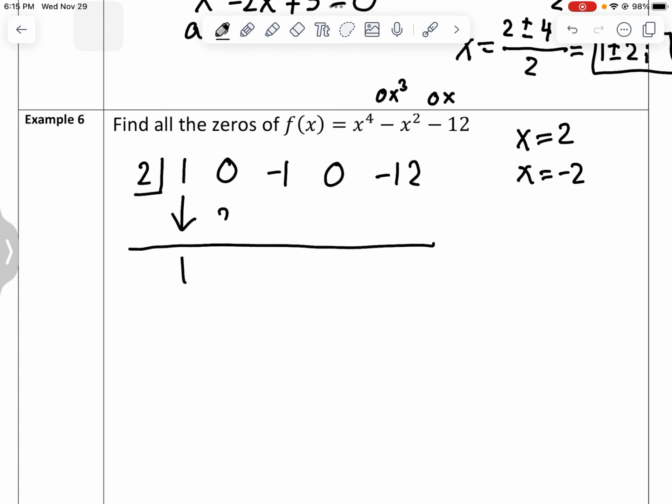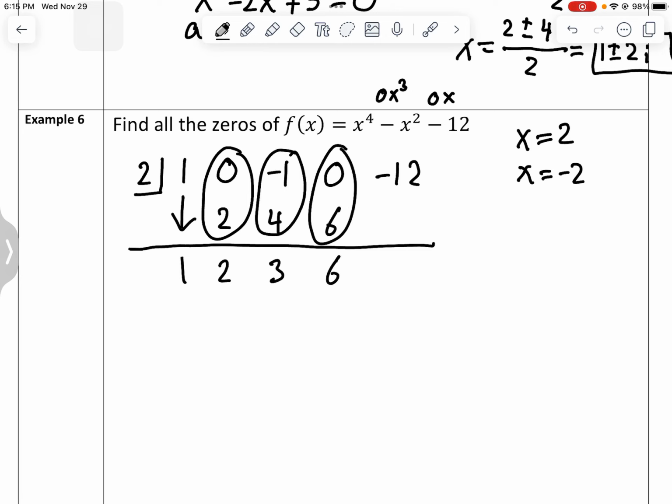I drop down the 1, multiply, add, multiply, add, and we are definitely expecting 0 at the end here if we're doing this right. 2 times 6 is 12, so we do end up with 0. Now, we broke it down. We went from x to the fourth. This would be x to the third, but in our case, we need to keep going. We want to try to get it down to at least a quadratic.